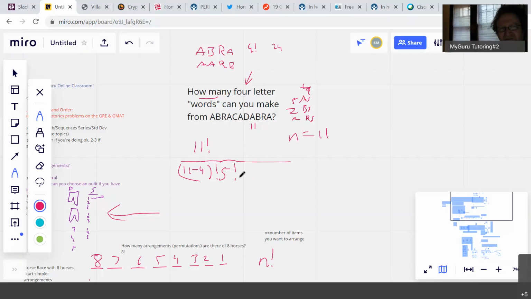We also have the same thing with B's. Whether that B is there or that B is there, it doesn't matter, right? You don't want to count it multiple times. 2 factorial. The same thing with R. 2 factorial.